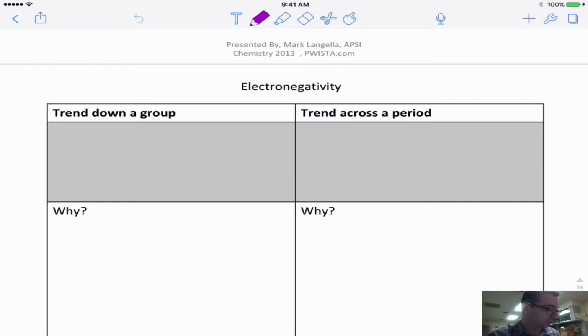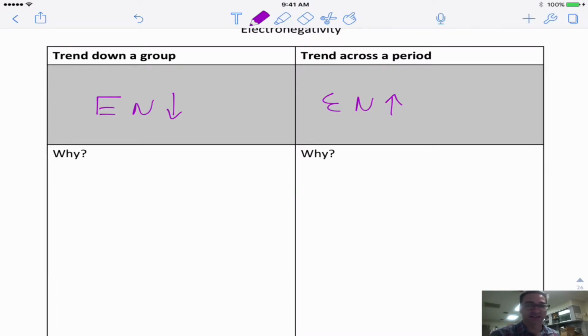So when you go down a group, the electronegativity is going to decrease. When you go across a period, the electronegativity is going to increase. Remember, electronegativity is the attraction an atom has for electrons in a bond.